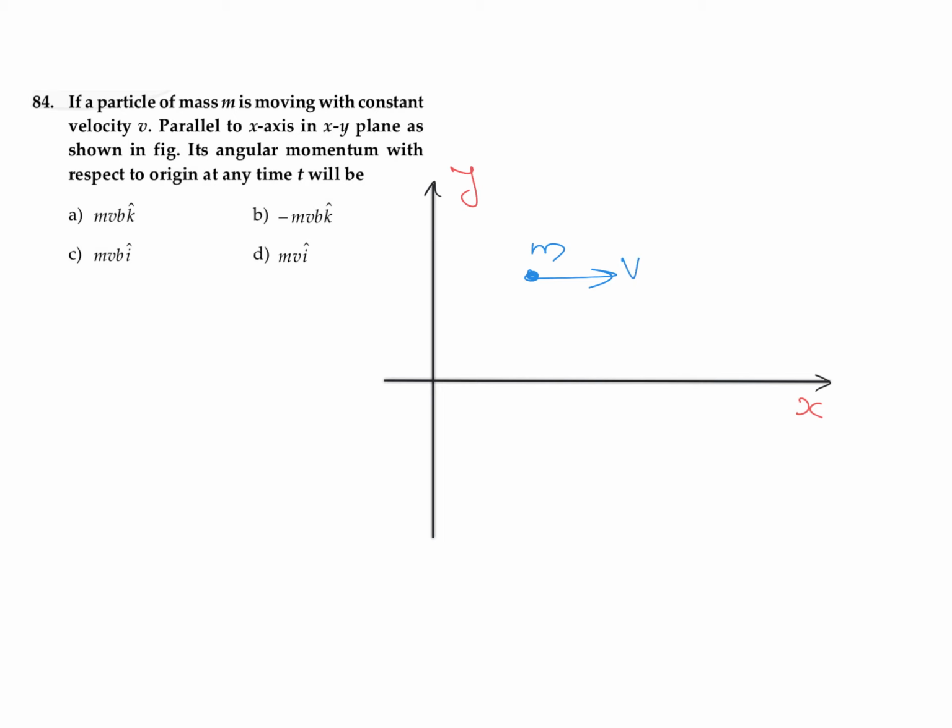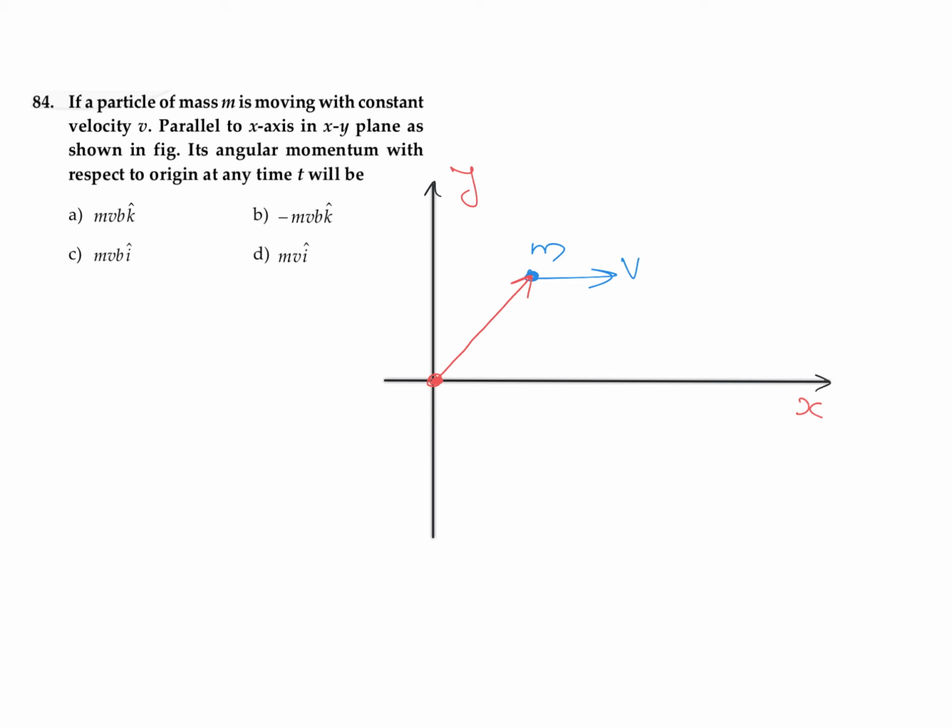So consider the diagram is something like this: a particle of mass m, which is moving with the velocity v parallel to the x-axis. And our aim is to find the value of angular momentum with respect to the origin. You learn this calculation of angular momentum in rotational motion.